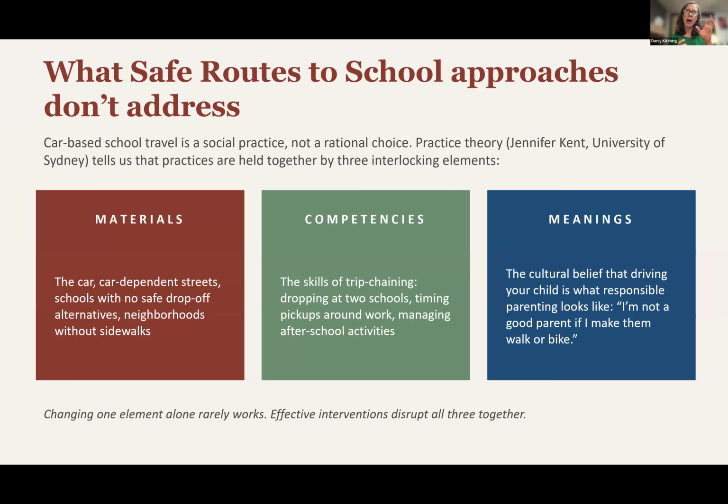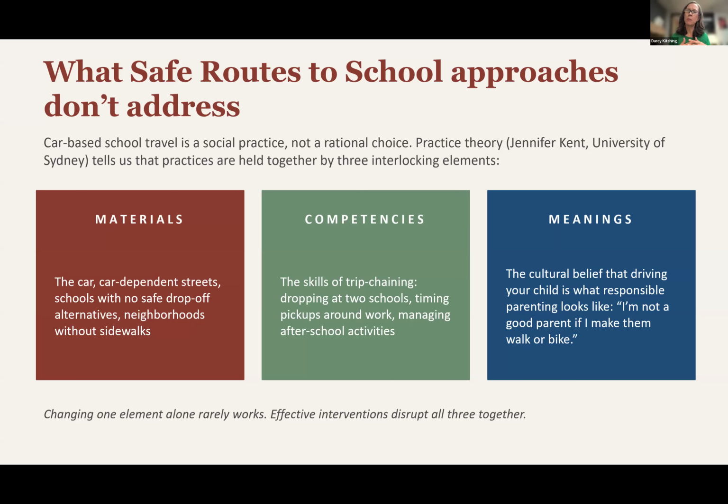Usually when we talk about Safe Routes to School, we're talking about how families can do more and how school districts can maybe widen a sidewalk or make some infrastructure change close to schools. But what we're not addressing in that research is how car-based school travel is a social practice. It's the idea that we have both practices that we engage in every day, and we have our feelings about those capabilities. My research used the theoretical lens of the capabilities approach, and I'm now layering on a practice theory approach, which is based on the work of Jennifer Kent at the University of Sydney.